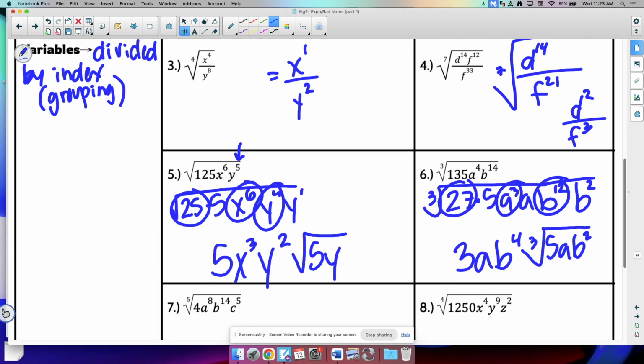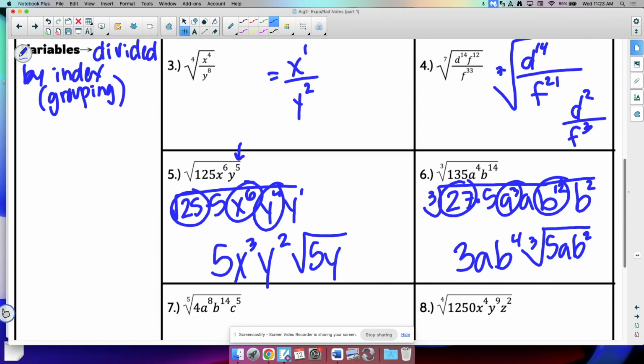I always circle what comes out because it just makes it really quick. If you didn't circle it, it's what's left over. Heads up, what's left over, your exponent should always be smaller than your index. Because if you're taking out groups of 3, if your exponent is bigger than 3, you could have taken another group out. So in the end, we have exponents of 1 and 2, which is perfect because they're smaller than 3.